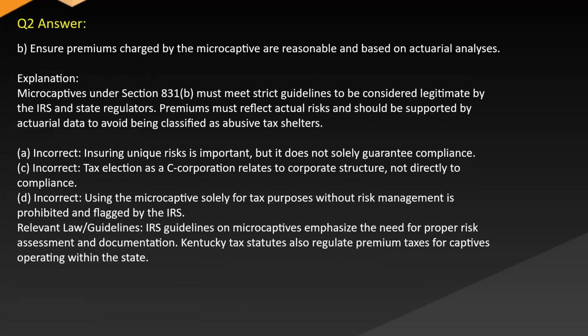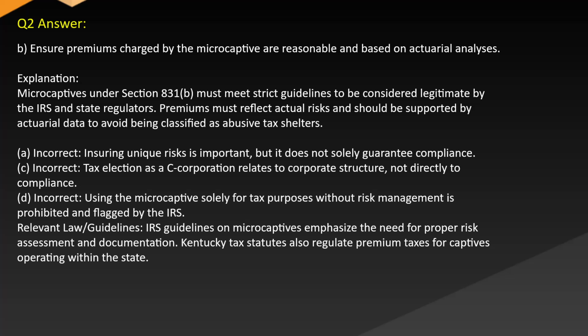Answer: B. Ensure premiums charged by the micro-captive are reasonable and based on actuarial analyses. Explanation: micro-captives under Section 831(b) must meet strict guidelines to be considered legitimate by the IRS and state regulators. Premiums must reflect actual risks and should be supported by actuarial data to avoid being classified as abusive tax shelters.